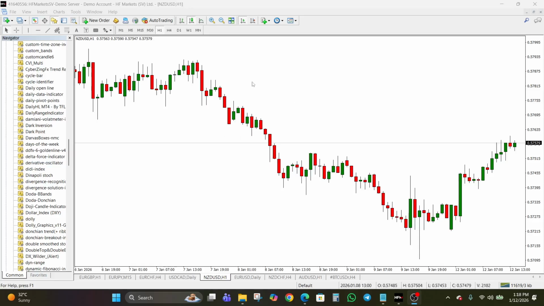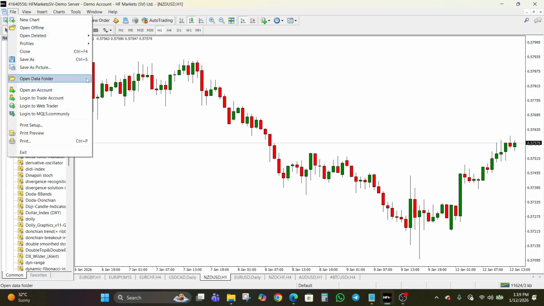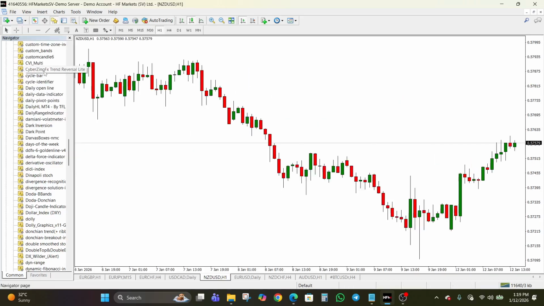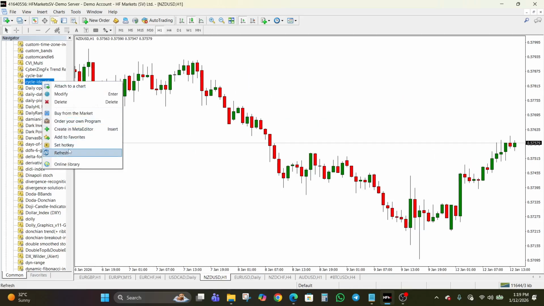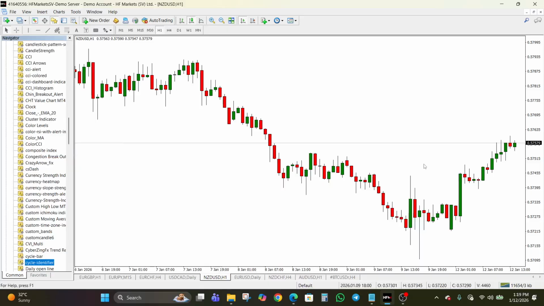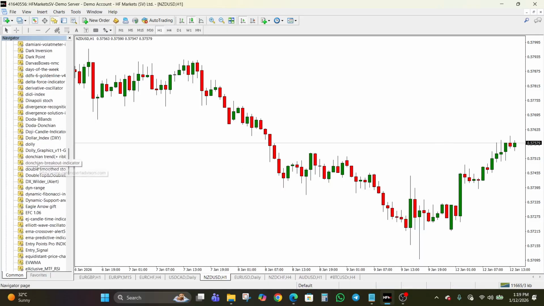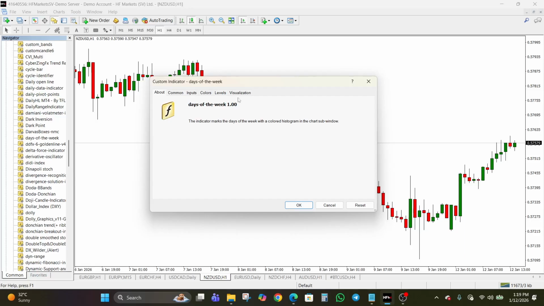After downloading the indicator, you head over to your indicators folder for your MT4 or MT5 platform, as the case may be. And then you get back to your navigator and refresh. All right. After that, you should find the days of the week indicator somewhere in your navigator. Just drag and drop. If you can't find the indicator, then you just have to restart your terminal and check again. Ensure that the allow DLL imports box is checked.